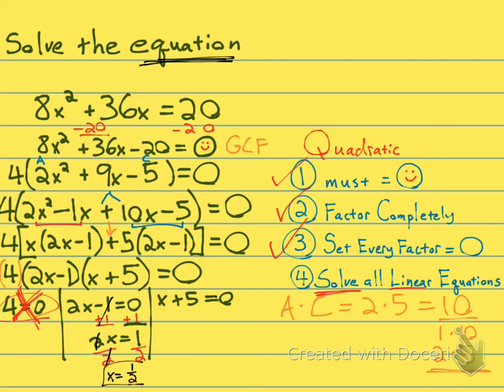That's one of my answers. Let's get our answer here. I want to get this x by itself. What do I need to do? Subtract 5 on both sides. 5 minus 5 is gone, so I drop down my x. x equals 0 minus 5, which is negative 5. And that's my answer. x equals negative 5. I have two answers: 1/2 and negative 5.